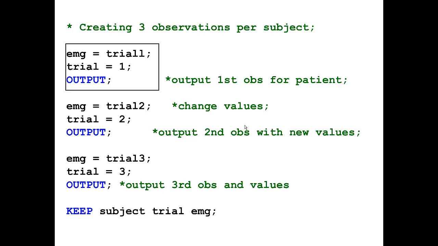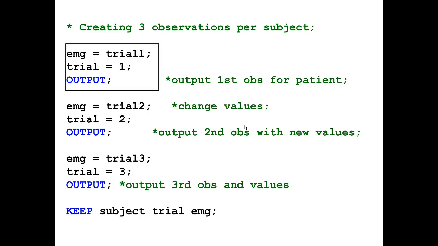We first create a new variable called EMG that is assigned the baseline EMG value, and that variable was trial 1. We then create a variable called trial. We set the value to 1 to indicate the first time that they conducted the experiment, or the first trial. We follow this with the output statement, which writes out an observation to the data set. For this observation, the 2 new variables contain the information from the first trial.